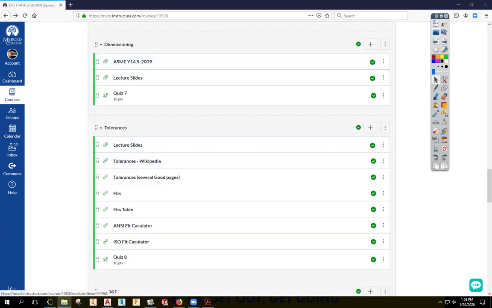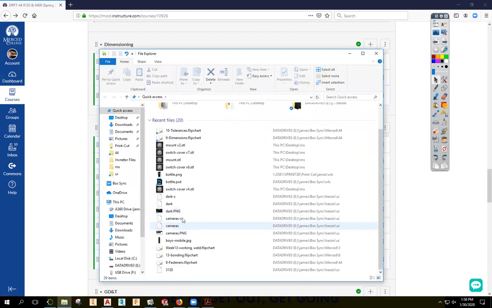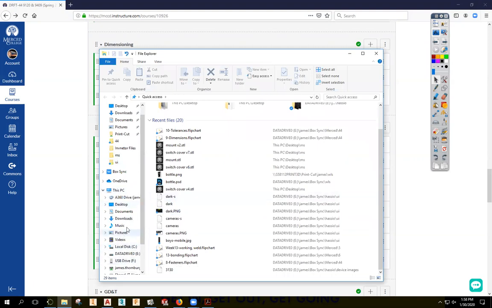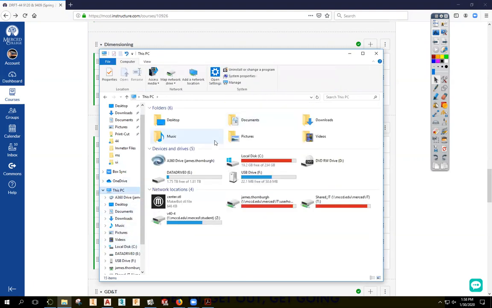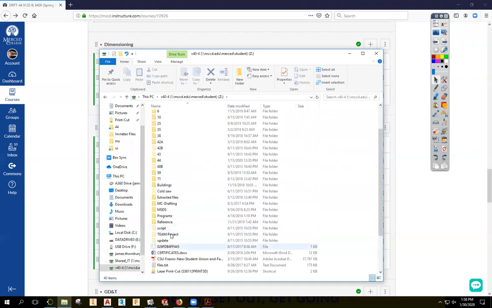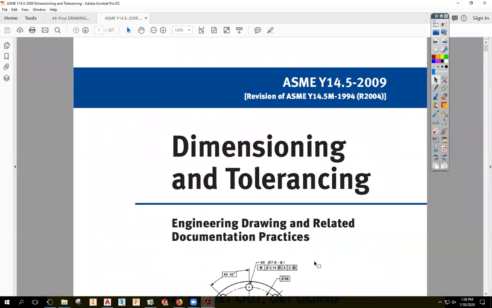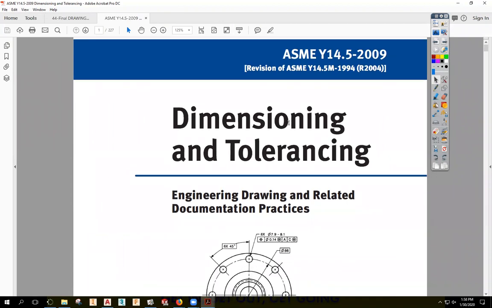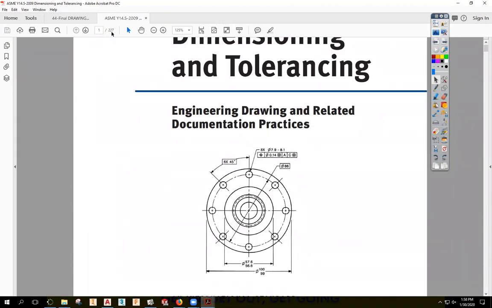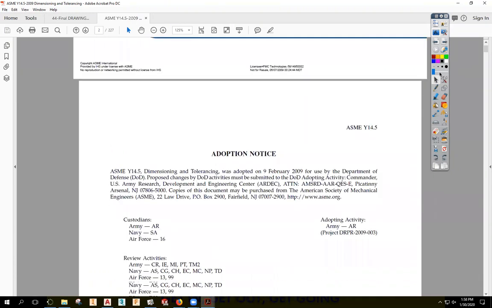So it's there if you want to download it and look at it. It's also on the computer. So you go to the computer and go to that V40-4 drive, and then go to reference. It's right there. Now you don't have to spend time downloading it. It is 227 pages long, and that includes the foreword and stuff.